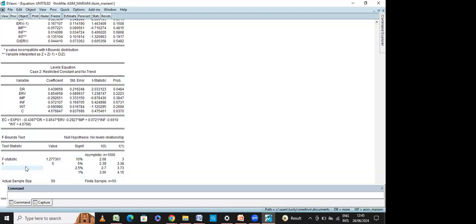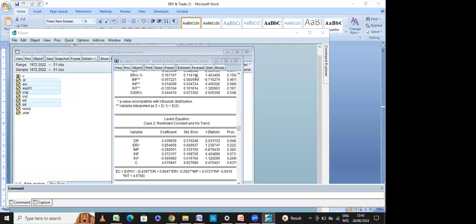How can we check this? We can check with the help of the F bound test, the F value of the bound test. Here we have the F statistics, and we can see the F statistics does not lie among those values. So we can simply say that there is no cointegration between the variables. So now I need to change the order of my variables.